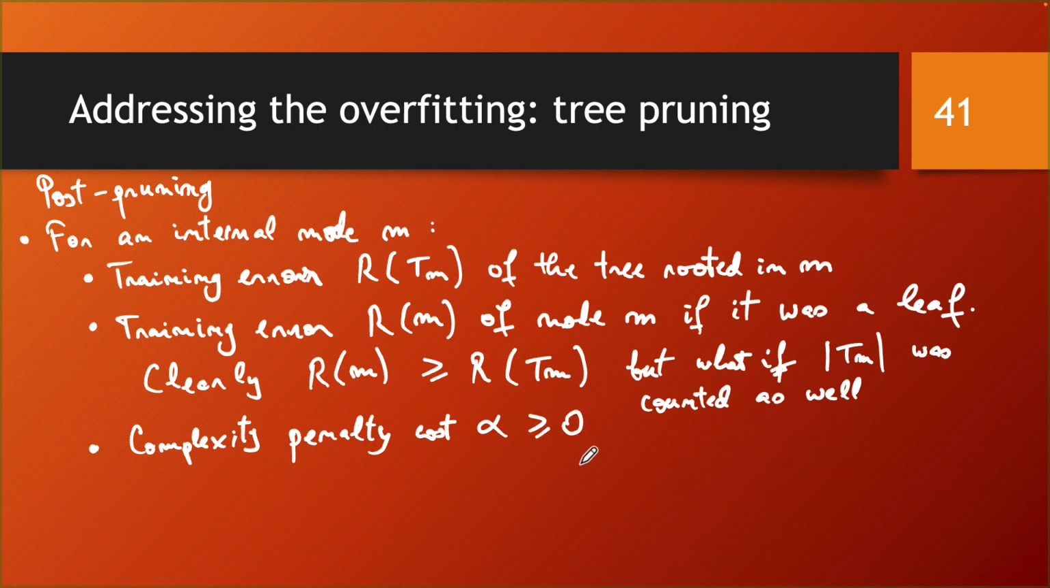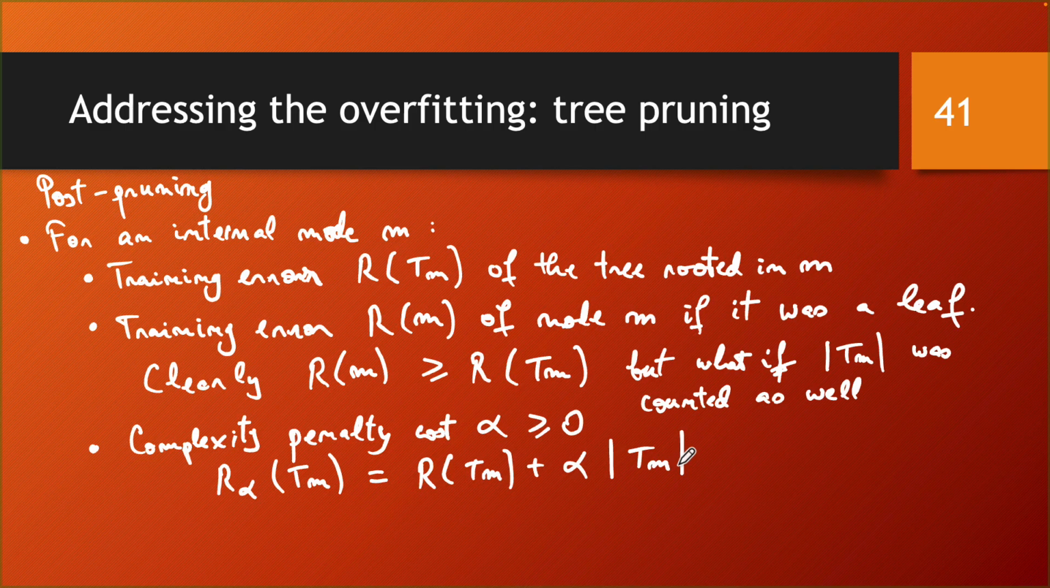And the way you are using this, you are going to now define a measure, R alpha, for the tree rooted at M, and that's going to take into account both the training error and the size. So that's going to be the training error over my tree plus alpha times the size of that tree.